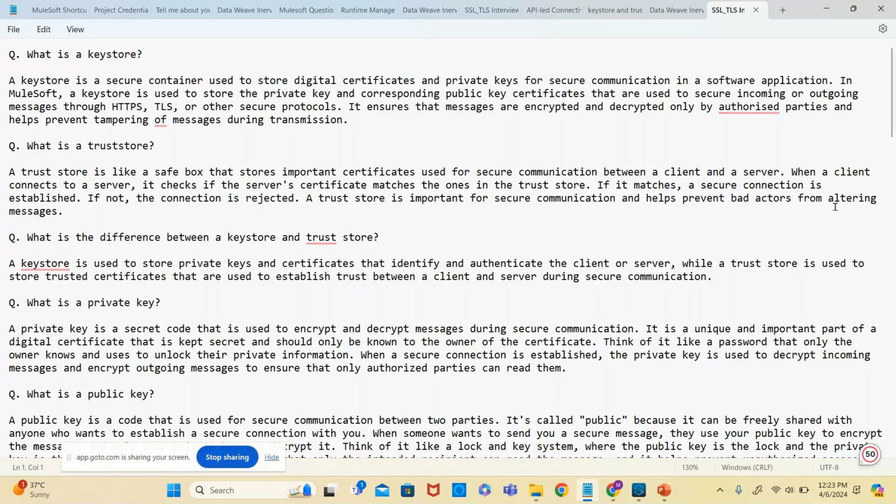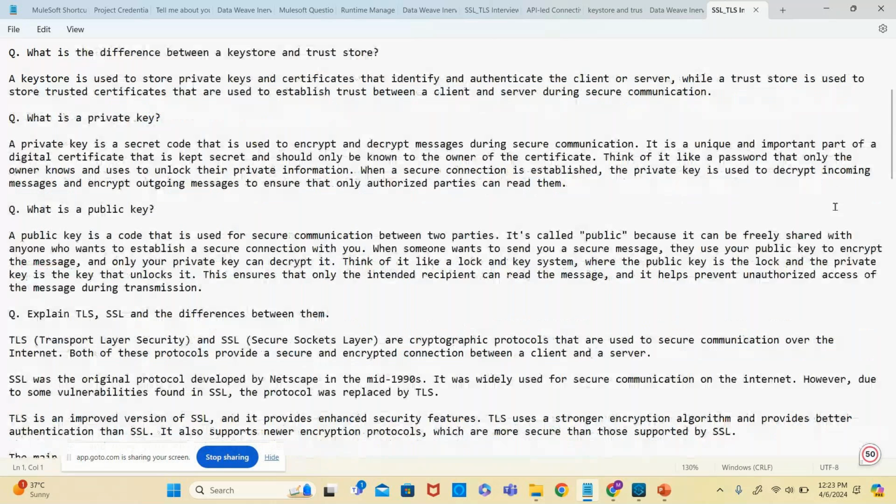Got it? Okay, fine. Next, what is public key? It is the opposite. That's it. A public key is a code or key that is used for secure communication between two parties.